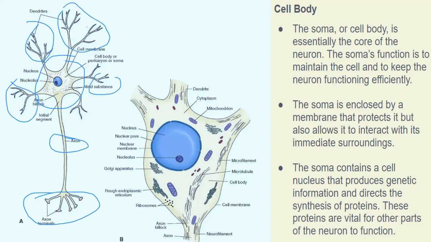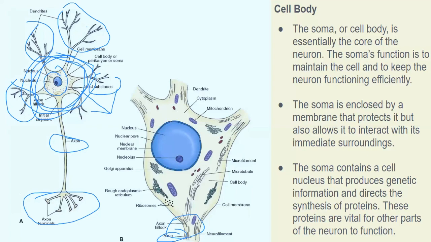But this whole part is cell body or soma. So there is nucleus inside it. So let's see, this is the detailed version of soma. So here is axon. Axon starts from here. This is axon hillock, the point where axon starts. Then they have shown the nucleus.